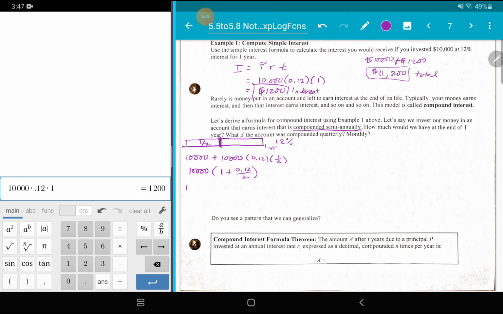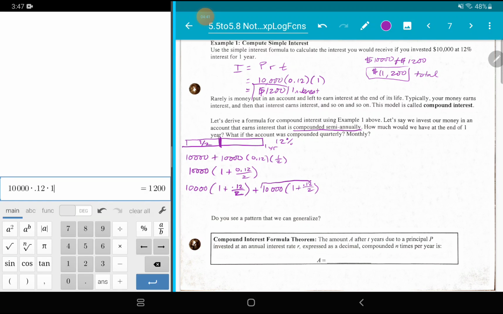Now what we need to do is take that amount. Here's our amount that we now have at the end of, let's say, June, because we're getting paid at the end of half a year. And then we're going to take that amount, and here's our original amount again, 10,000 times 1 plus 0.12 all over 2.